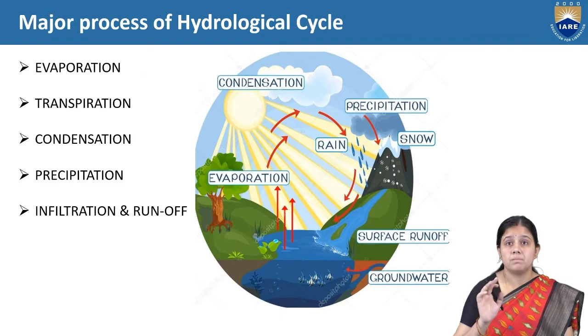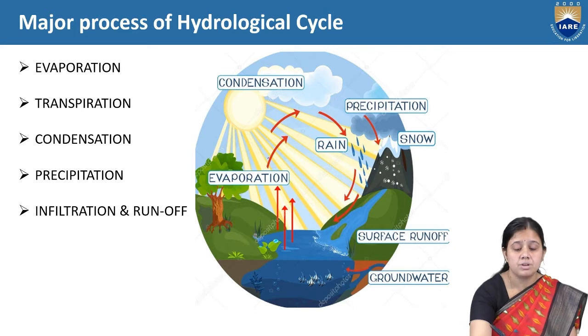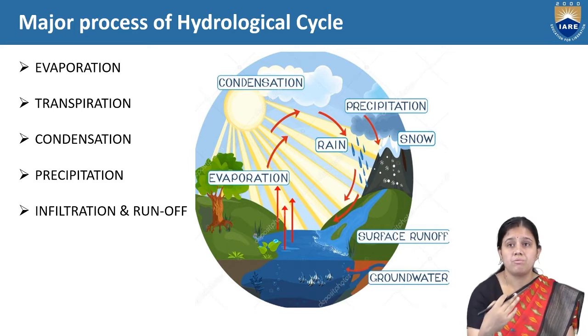Now comes the major processes of the water cycle: evaporation, transpiration, condensation, precipitation, infiltration and surface runoff. We will discuss all these in the next slide. Evaporation means water is converted into vapor, taken up by the clouds, and makes rain. The rain comes to the surface again and is absorbed into the groundwater through surface runoff.